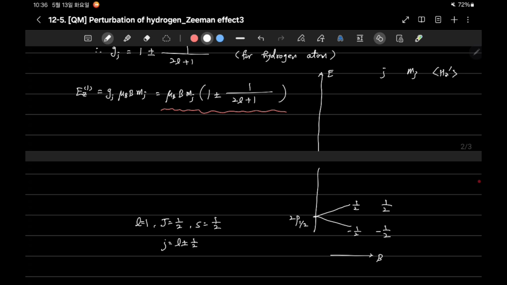So here for m_J equal to 1/2, it is 1/2 times (1 plus 1/3), and then it is 1/3 μ_B. In the case of m_J equal to minus 1/2, it is minus 1/3 μ_B.